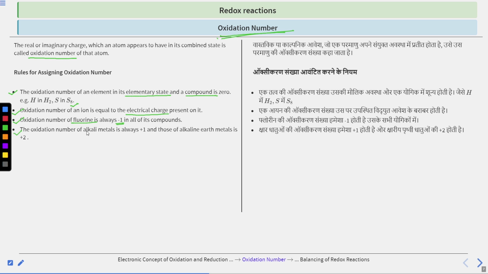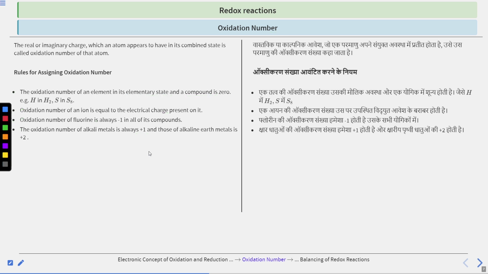Fourth, the oxidation number of alkali metals is always +1, and those of alkaline earth metals is +2. Alkali metals means group 1 elements, and alkaline earth metals are group 2 elements. So group 1 and group 2 elements exhibit oxidation numbers of +1 and +2 respectively, always.